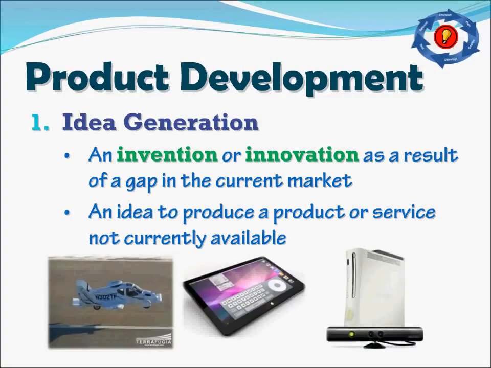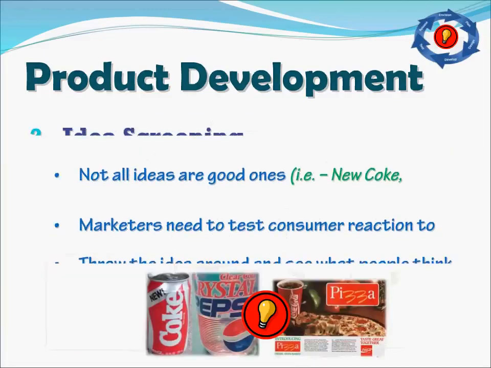What ideas do you have? What new products do you think could be successful? Will these new products be inventions or innovations? Whether they are inventions or innovations, at some point someone generated these ideas. An idea to produce a product or service that is not currently available is this first stage. So the idea of a flying car, the idea of an iPad or a tablet device, the idea that you can play video games without using a controller. All of these amazing ideas started at this first stage.